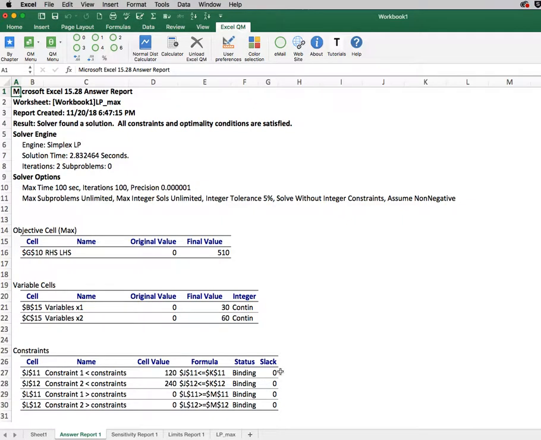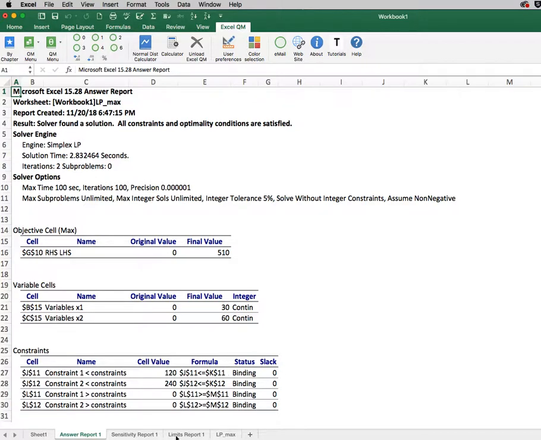So if a resource is bounded, that simply means that if I add an additional unit, 120 to 121 or 240 to 241, that's going to increase profits. If I had slack, I'm not going to add any additional hours, because that would simply go into inventory.